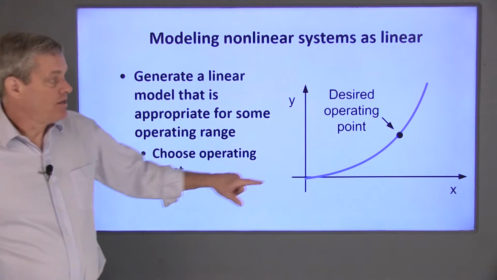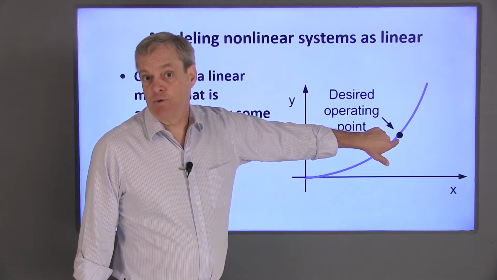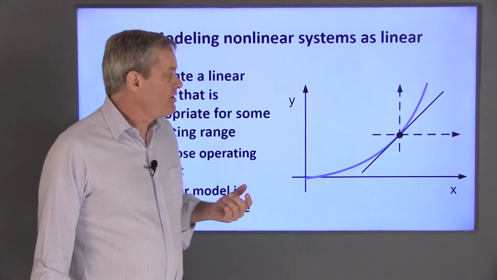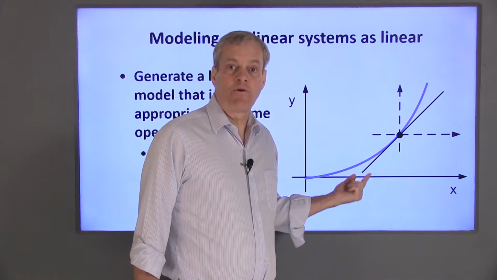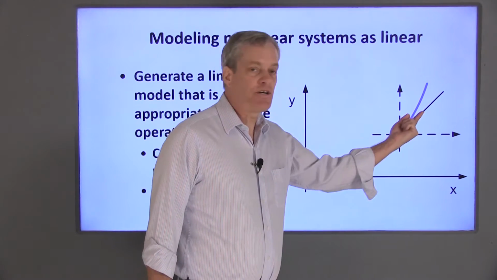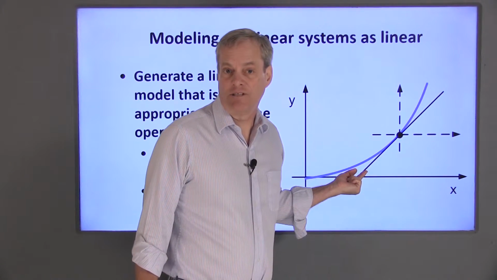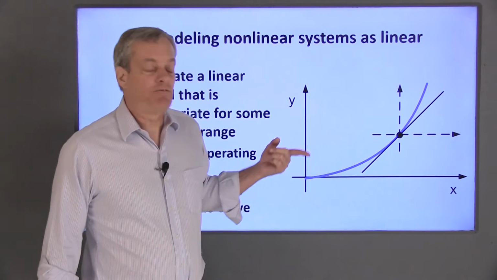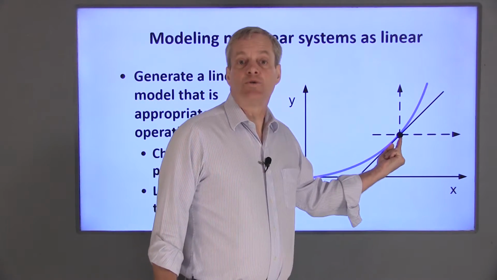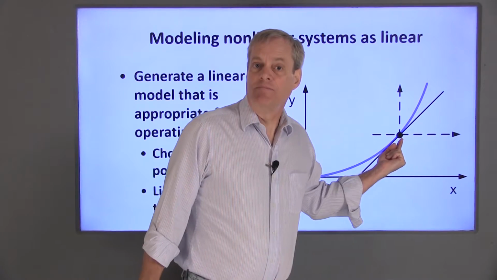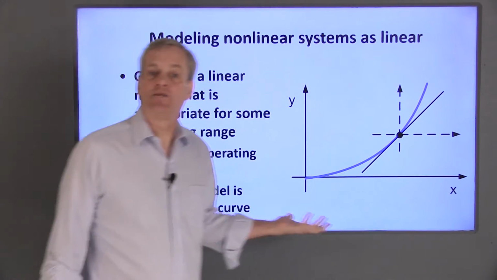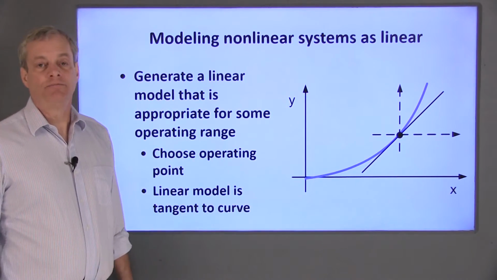To do this, first choose an operating point for the model. The linear model will pass through the operating point and it'll be tangent to the curve representing the nonlinear relationship. It'll be relative to a coordinate system whose origin is at the operating point. Let's see how this relates to our IR sensor example.